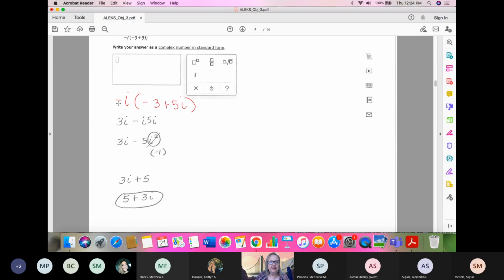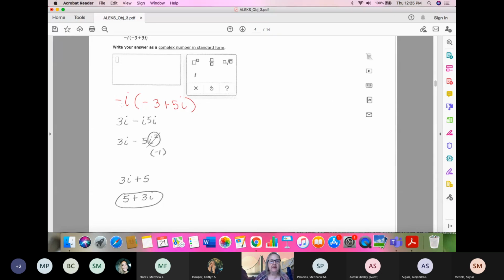So we have -i times -3. A negative times a negative is a positive. And then we have i times 3. We usually write the i last. That will give us 3i. So we're just distributing here. Multiplication over addition. We're just using the distributive property.